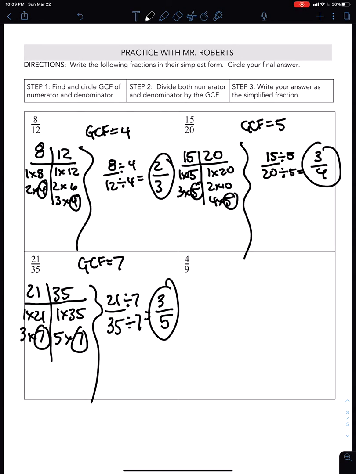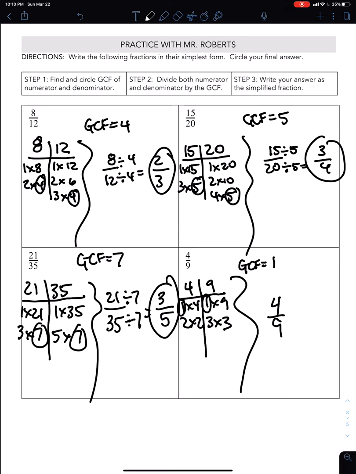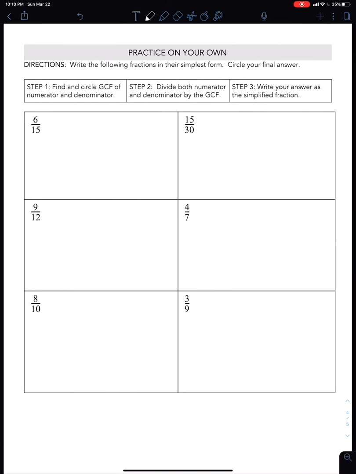And for this last one, we have 4/9. We have 1 times 4, 2 times 2. And then for 9, we have 1 times 9 and 3 times 3. Our greatest common factor for this one is 1. That's interesting. So that tells us that the fraction 4/9 was already in its simplest form. Awesome.